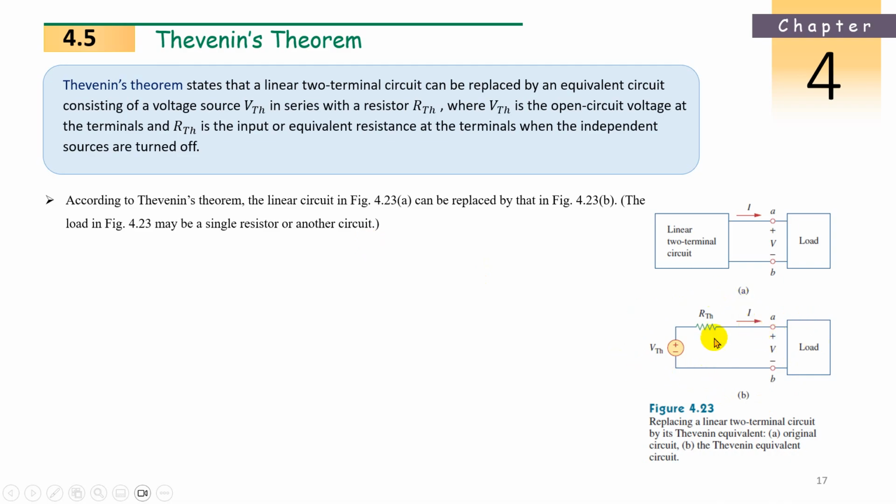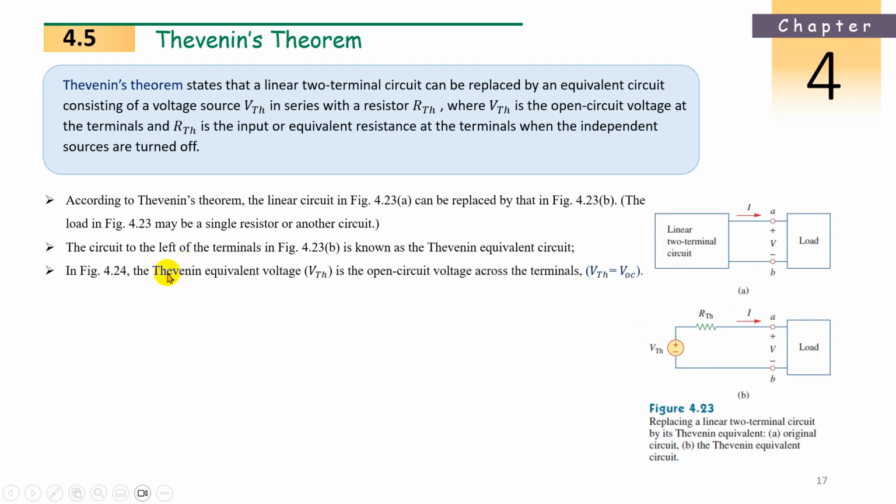And this is the Thevenin equivalent, which is nothing but the output for the linear two-terminal circuit. The circuit to the left of the terminals is known as the Thevenin equivalent circuit. In this circuit, the left side of terminals A and B is called the Thevenin equivalent circuit. In the figure, the Thevenin equivalent voltage VTH is the open circuit voltage across the terminals. That is, it is the open circuit voltage across terminals A and B, here also A and B. This is the open circuit voltage for this complete left side circuit, so it's also called the open circuit voltage.